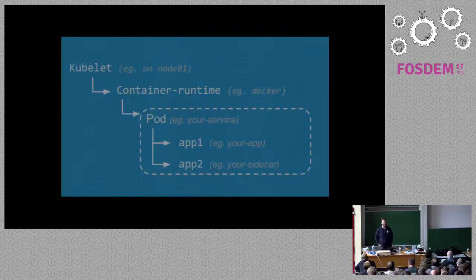Seeing it as a hierarchy, actually you have the kubelet on whatever node, let's say on node 1, and then you actually have this container runtime running, for example, Docker, and then your pod gets executed with all the resources inside of it. So in this case, let's say that you have your service in there, which contains two applications, application 1, which is the main application, and some sidecar. Fine. I think it's pretty clear up to here.